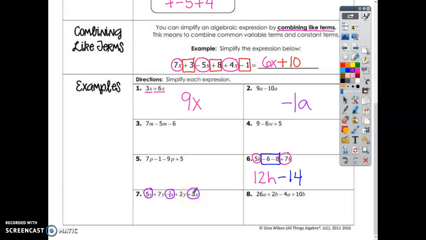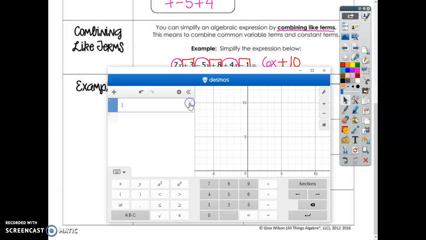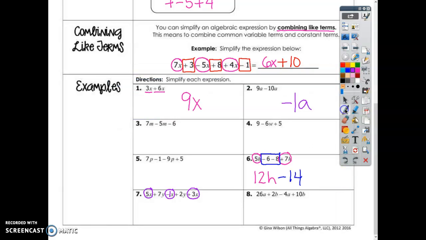Okay? But you can also put it in the calculator all together. 5 minus 1 plus 3. 5 minus 1 plus 3 is 7. But I want you to know that you can do it in your head as well. So it's 7x.